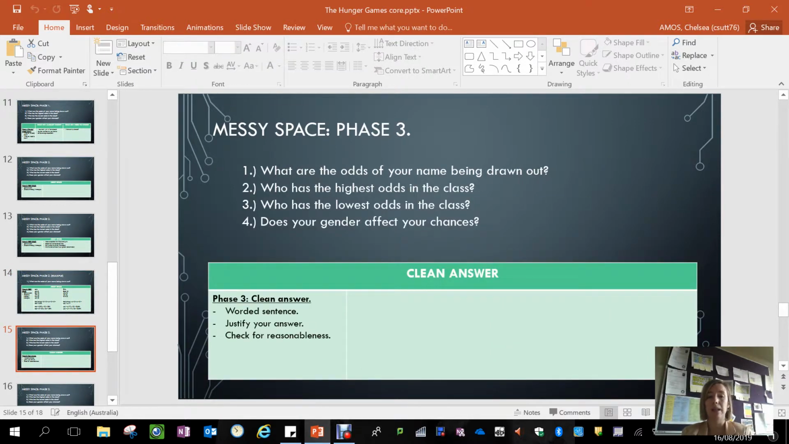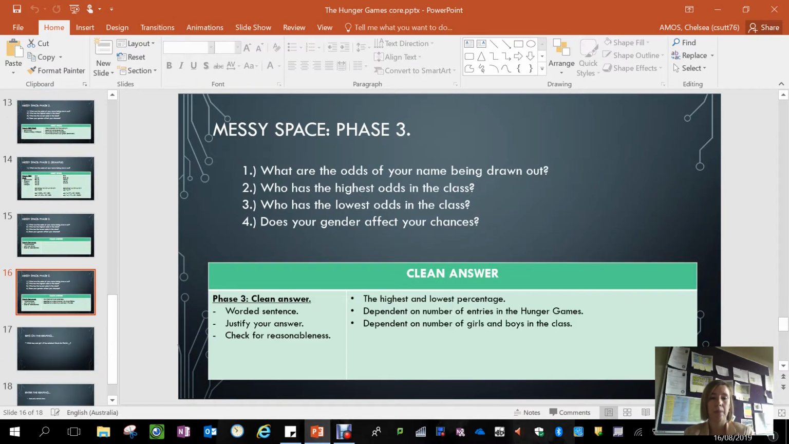We then look at our messy space phase 3, which is our clean answer, and they answer the problems above. So they're going to look at the highest percentage of their class and the lowest percentage. That's our students with the highest and the lowest odds. And then they'll have a look at their gender and see if that affects their chances. Now their gender may or may not affect their chance of getting picked out. It really is dependent on how many girls and how many boys are in your room and what age they are.